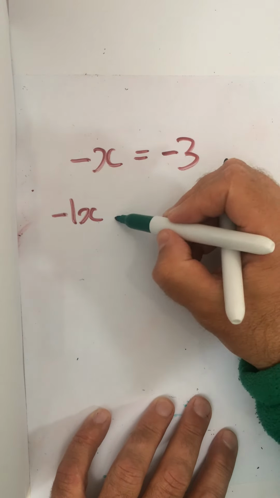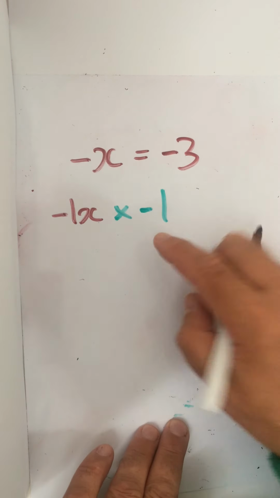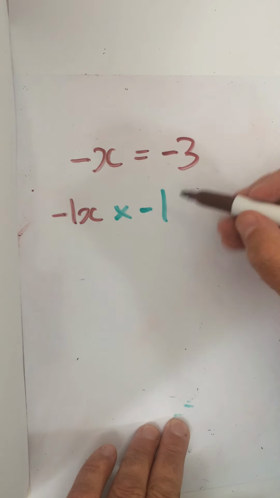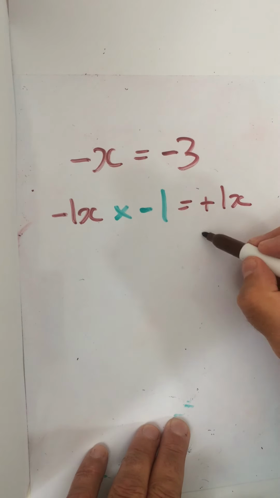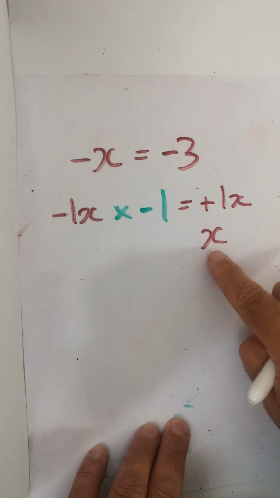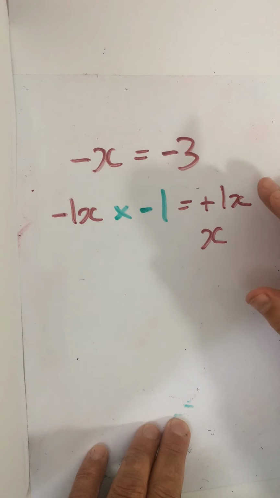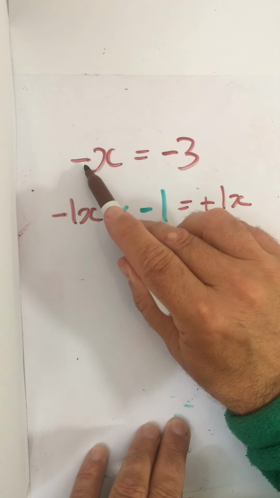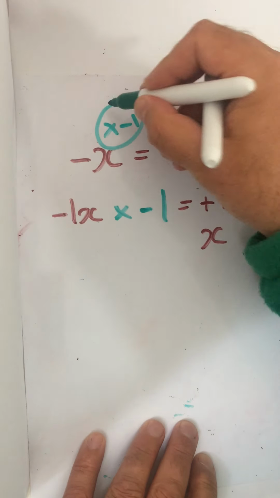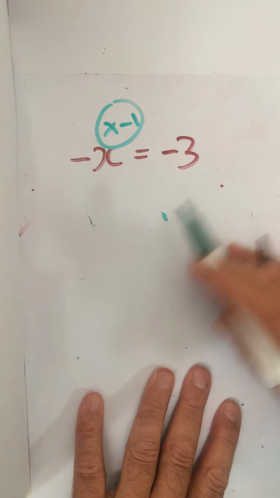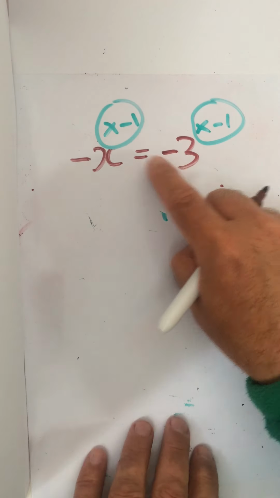If I was to multiply that by minus 1, a negative times a negative gives me a positive. So I would have a positive 1x, which is the same as x, isn't it? Okay, positive 1x is the same as x. Okay, I'd have to do the same to the other side. So if I want to get rid of the negative number, all I have to do is times that by minus 1. I'd have to do the same on the other side, times that by minus 1, and I'm turning that negative number into positive.